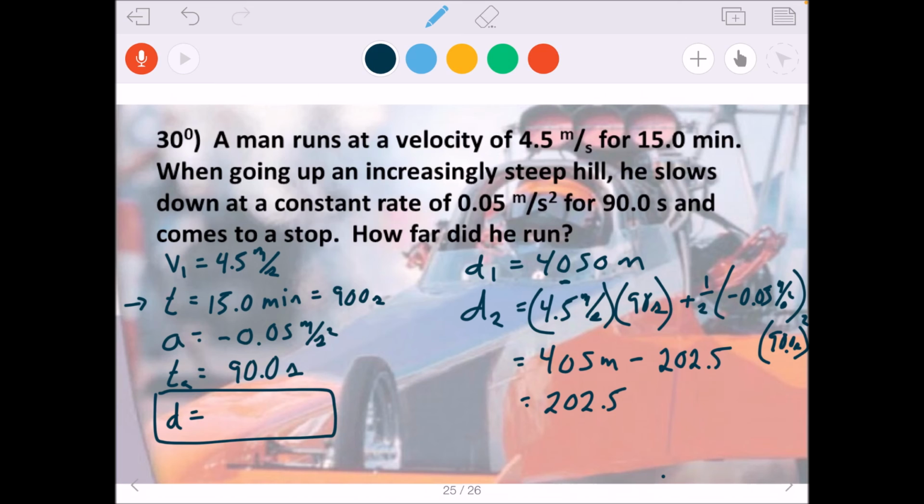Alright, so his second distance is 202.5 meters. Again, I'm going to be limited to 2 sig figs here. Technically, I've only got 1 here. So I need to round to the hundreds when I do my subtraction. And then when I add those two values together, again, I'm going to have to round to the nearest hundred. And so that gives me 4,252.5 meters, which with sig figs would be 4,300 meters.